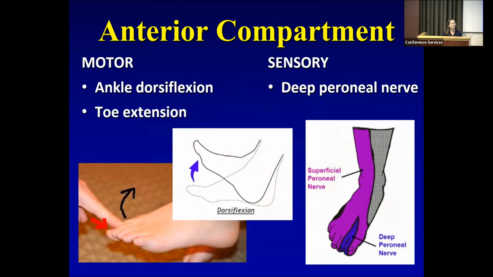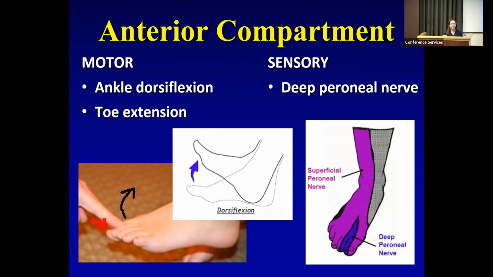Obviously, that's the muscle group that runs across the front of the lower leg, the shin, if you want to call it. It's responsible for what we call dorsiflexion, so that's lifting the ankle or lifting the foot up towards the sky, and toe extension, same thing, lifting the toes up.